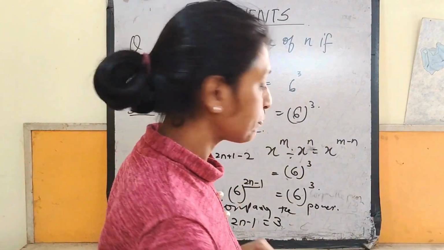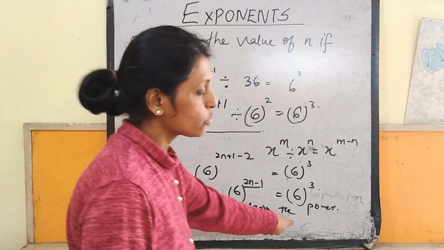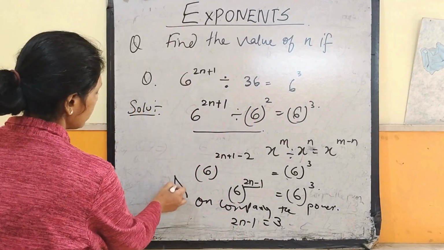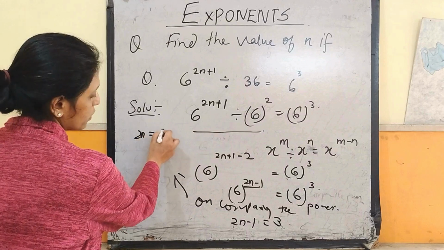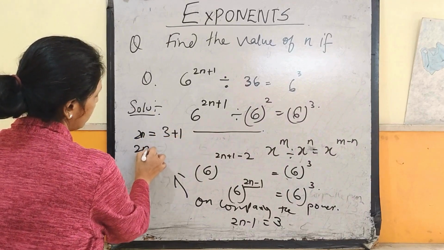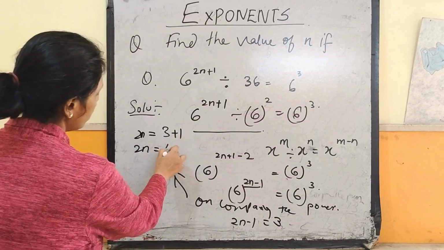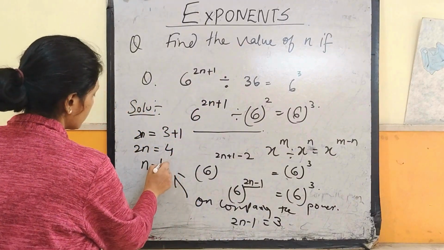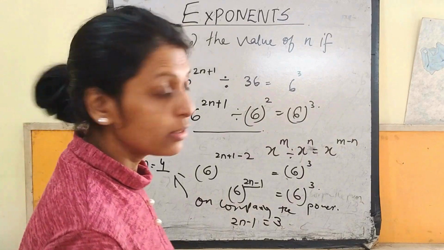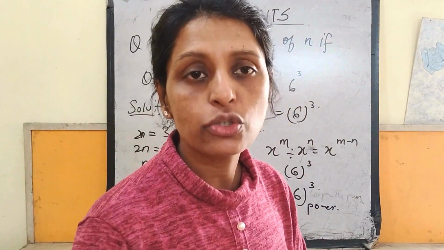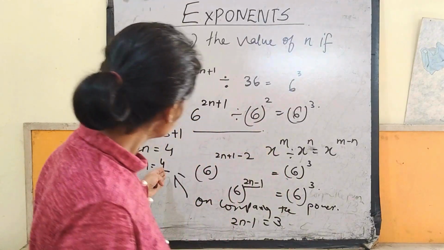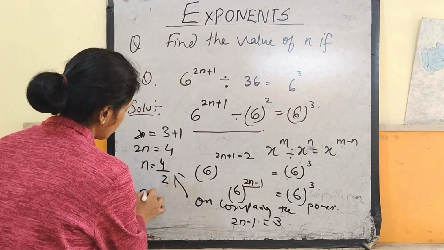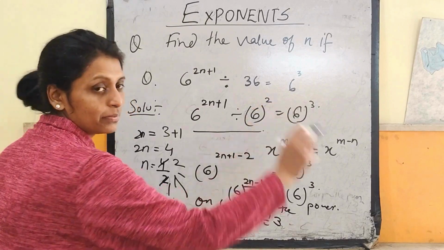Now here it is minus 1. So when the side transfer will be there, minus 1 will become plus 1. So it will be 2n is equal to 3 plus 1, 4, and 2 is multiplied by n. Now when the side transfer will be there, the multiplication 2 will be transferred to the right hand side, it will be dividing 4 by 2.